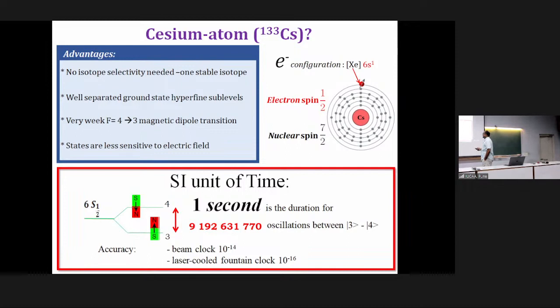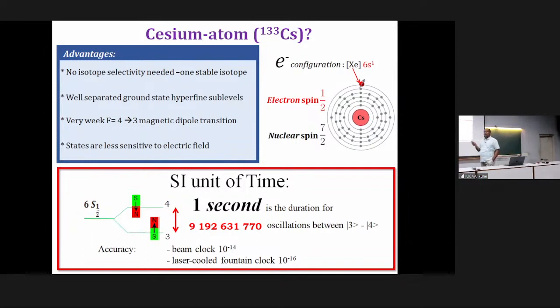The second thing is, the ground state of cesium, which is the S half state, is further split into two sublevels due to its nuclear spin. You have learned JJ coupling and LS couplings and so on. The electron angular momentum couples with the nucleon's angular momentum, the nuclear spin. Cesium has one valence electron in the outer shell, so the electron spin is half, and the nuclear spin is 7 half.